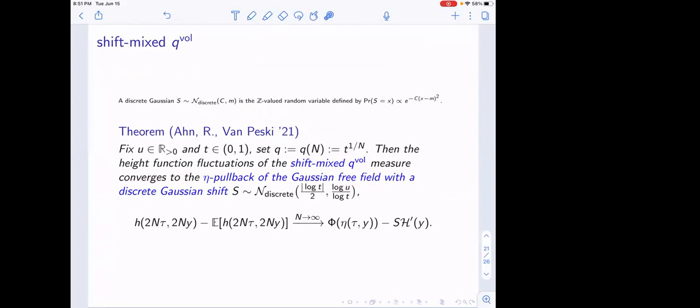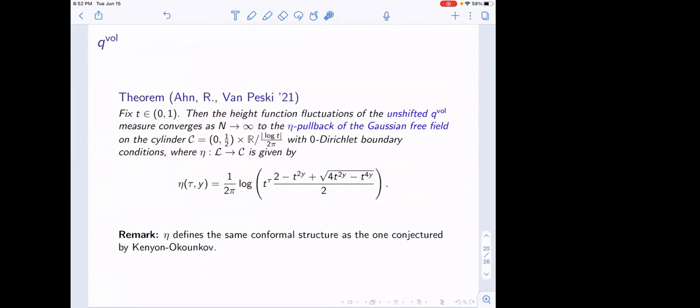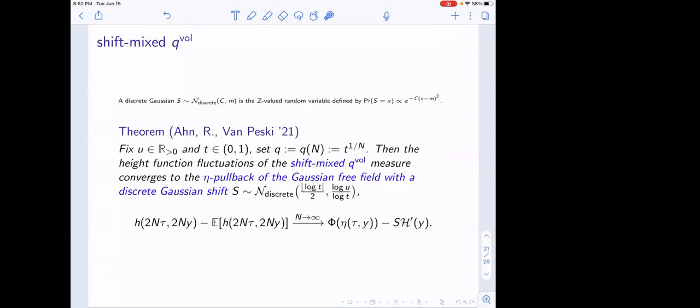So how we proved those results: we were jumping back and forth between the shift mixed Q to the volume and unshifted Q to the volume cases. Using nice formulas for the shift mixed Q to the volume measure, we deduced formulas for the unshifted case and then proved the convergence to the Gaussian free field. And then from this result, we deduced convergence of the fluctuations to the Gaussian free field with a discrete Gaussian shift.